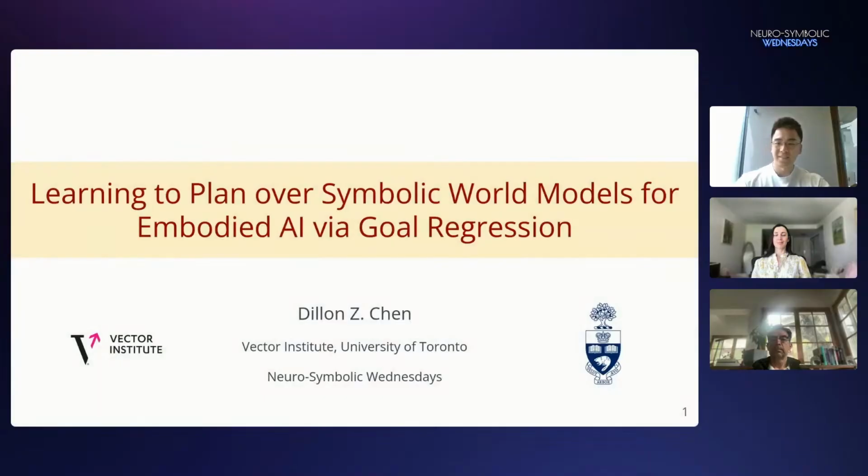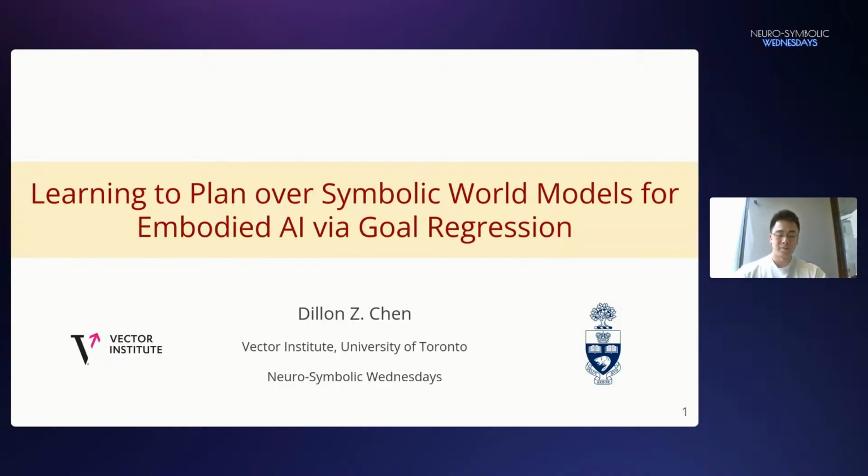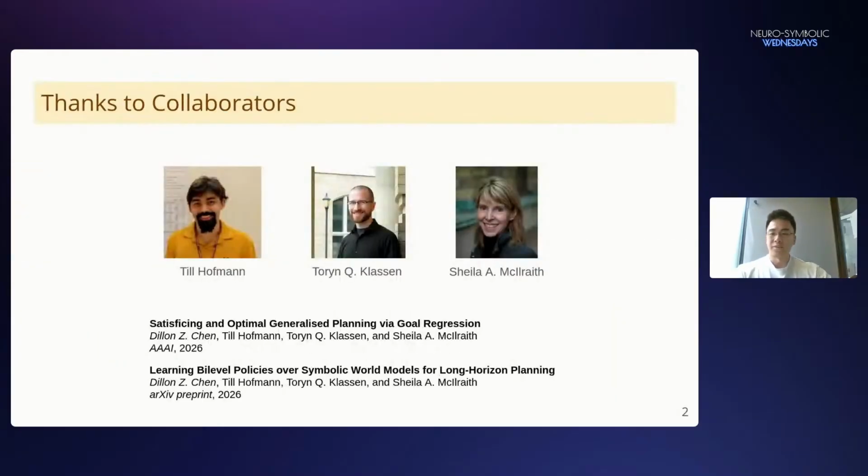Yeah, sure. Thanks, Alex. Thank you for giving me this opportunity to present my work. So again, the title of this talk is Learning to Plan over Symbolic World Models, specifically for embodied AI using the technique of goal regression. First, I'd just like to quickly thank my collaborators, Till Hoffman, Torren Claassen, and Sheila McIlraith on the work I'll be presenting today. I'll be presenting two papers today. One was published at AI, and one is currently a preprint.